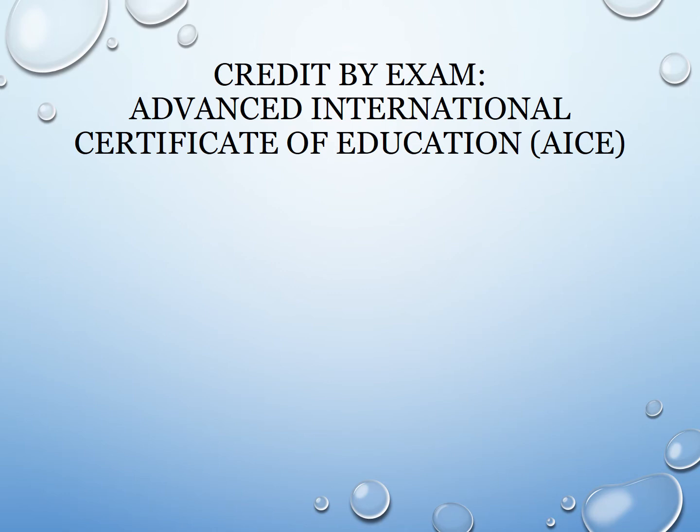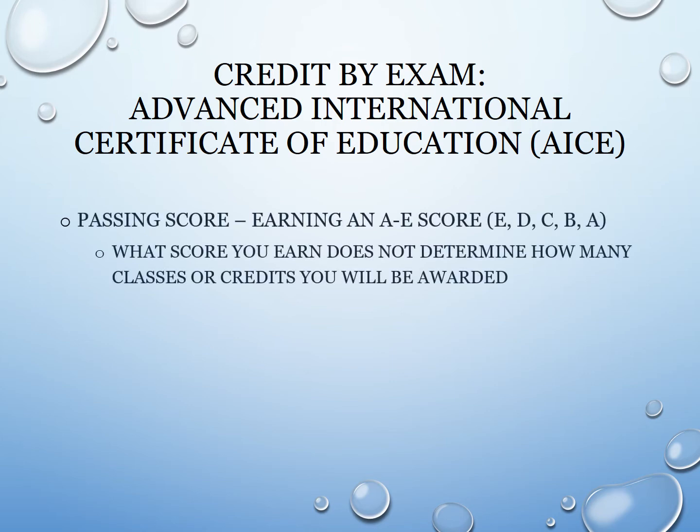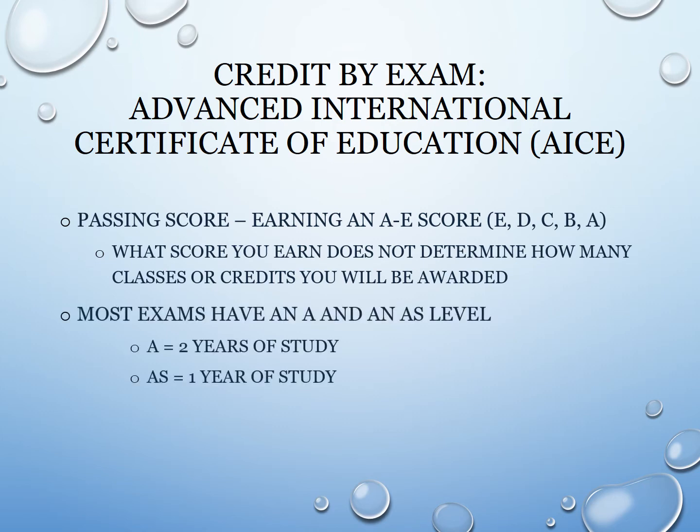ACE. So I'm not going to say the whole name. It's exhausting. But if we're talking about ACE, ACE is a little bit different than AP/IB. For a passing score for ACE, the student is going to earn an A through E score, which sounds kind of weird, but don't worry about it. If a student says that they passed ACE, that's really all that you need to know. The score you earn does not determine how many classes or credits you're going to be awarded. So it's really just did they pass the exam or not. What's going to determine how many credit hours they may or may not receive is going to be determined by if they took the class as an A or an AS level. So that's actually going to be determined by what row you're looking at, which we'll see in a second when we jump to the next slide.